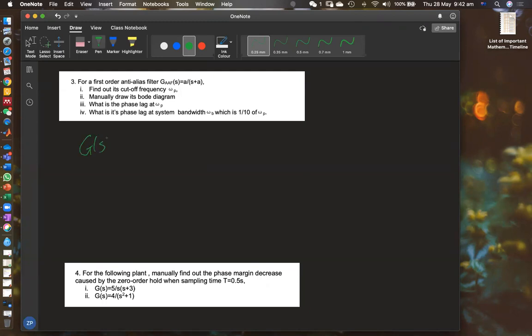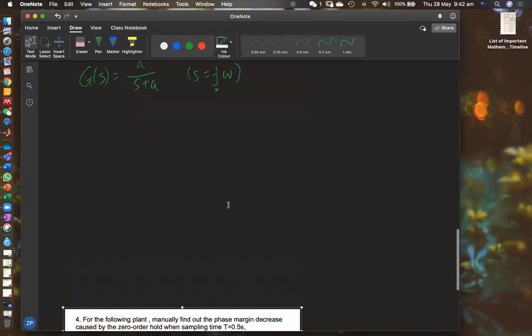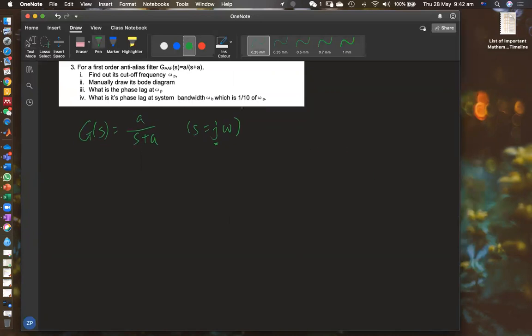Say G(s) equal to a over s plus a. Okay? So for doing the Bode diagram, we set s equal to j omega. So j is the symbol of the imaginary number. Omega is the frequency. So this gives us the Bode diagram.